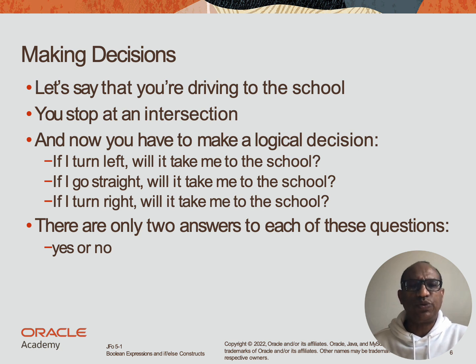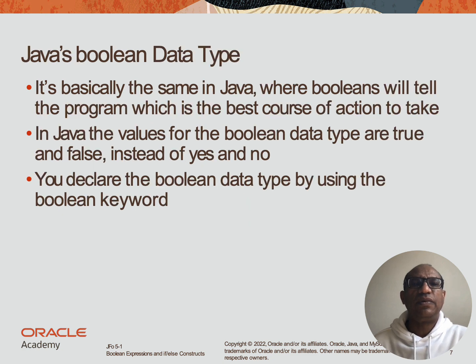Suppose you're driving to school and stop at an intersection. You must choose left, straight, or right. Each choice is a yes/no question, just like Booleans. Java's Boolean type uses true and false instead of yes or no. You declare a Boolean variable using the keyword Boolean.